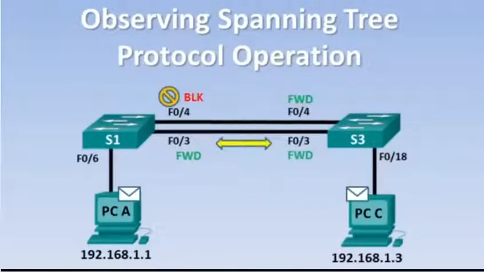When we look at this graphic, you can see blocking is the status of switch port 4, and PCA can communicate with PCC over switch port 3 to switch port 3. Let's shut down switch port 3 on switch S1 and watch as switch port 4 goes from blocking to listening to learning and then to forwarding as the Spanning Tree Protocol notices the change in the network and changes the blocking port from blocking to forwarding.